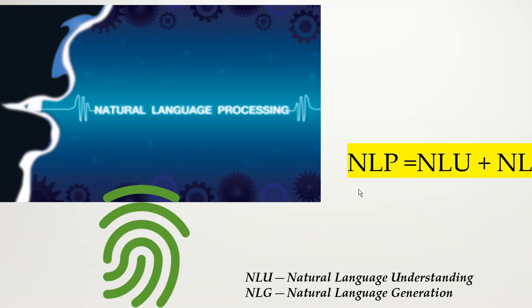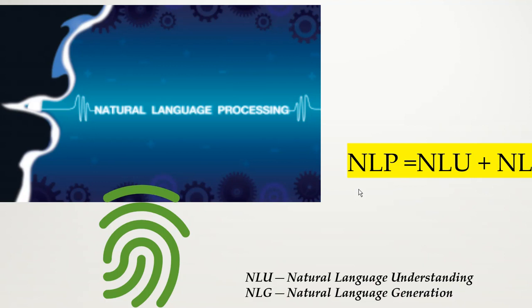So what is meant by NLP? What is the classification in NLP? NLP is the classification of NLU, natural language understanding, and natural language generation. The first thing is understanding, which is input. The second thing is generation, which will give the output. So these are the two main components in NLP.